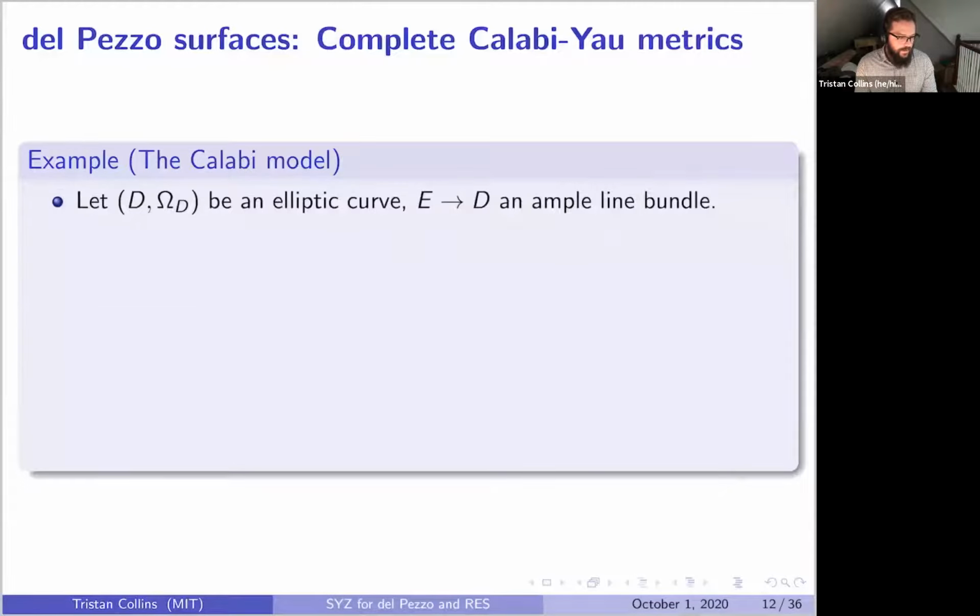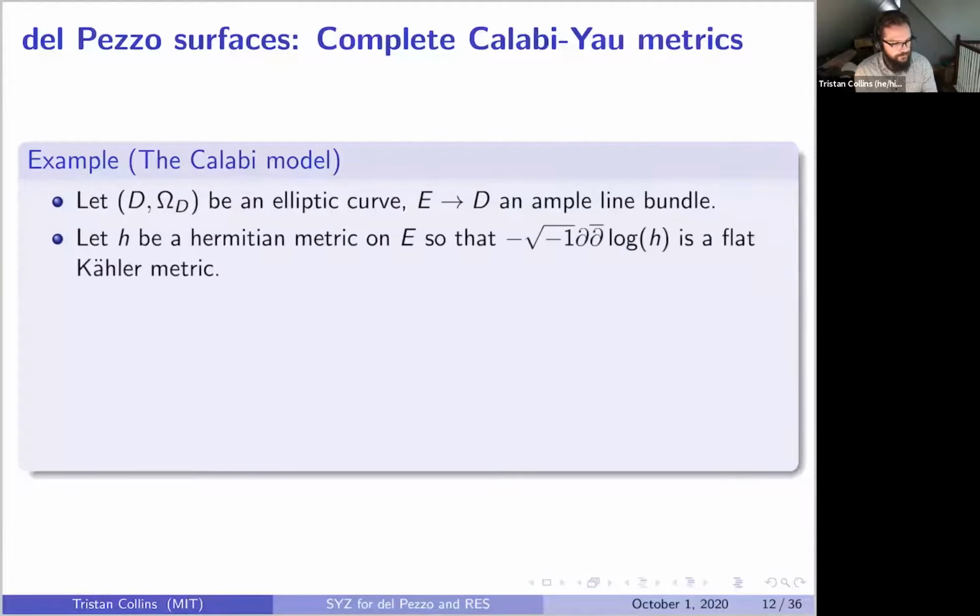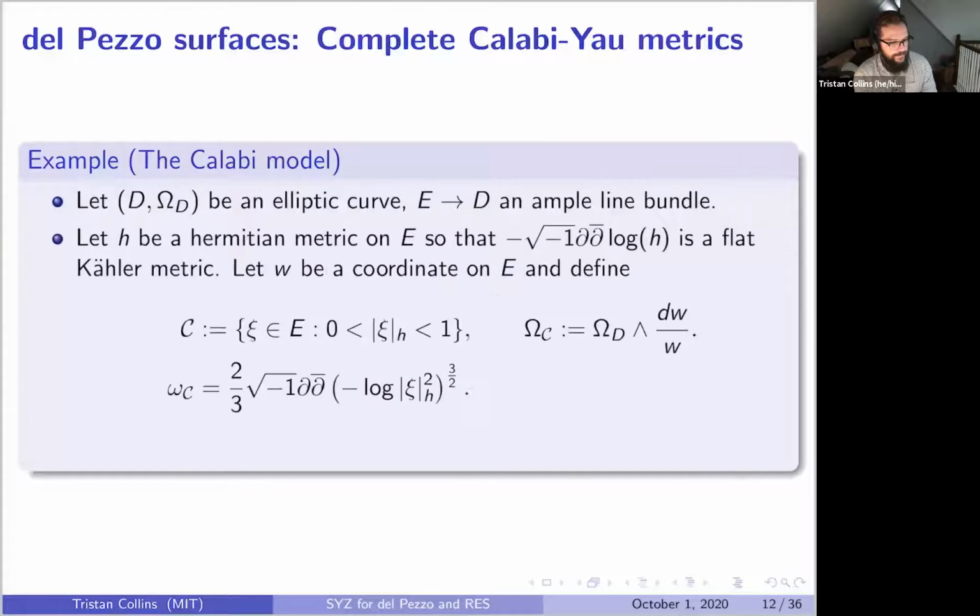So, okay, we take an elliptic curve D with a holomorphic volume form omega D, and take L over D to be an ample line bundle. And then we take the Calabi-Yau metric on D that's in the first Chern class of L. So this is just a flat Kähler metric. And now we consider the punctured unit disk bundle over this Calabi-Yau, over this elliptic curve. And we take a holomorphic volume form on this total space, which has a simple pole on the 0 section. And then we write down this metric.